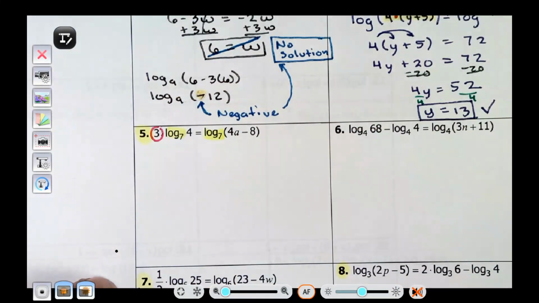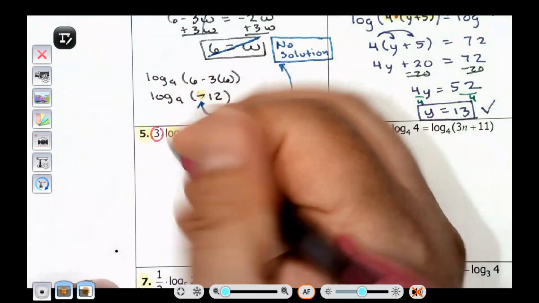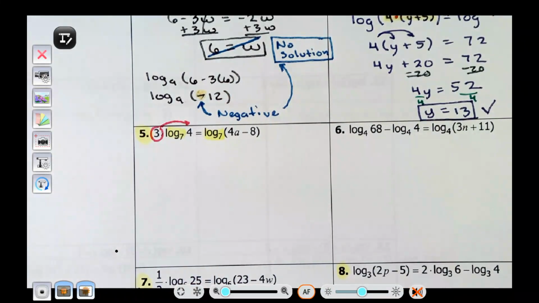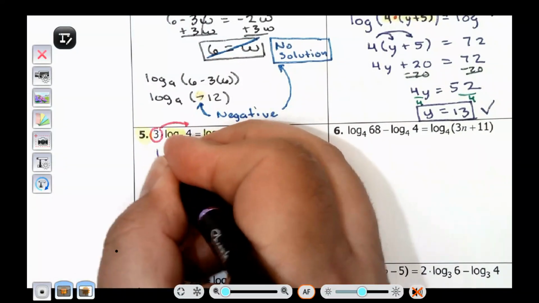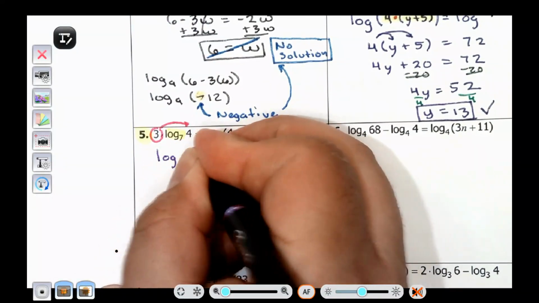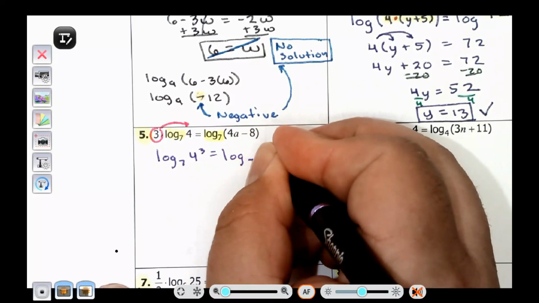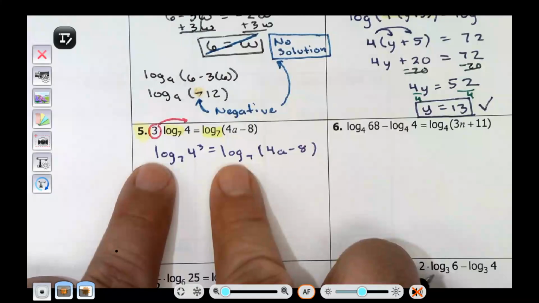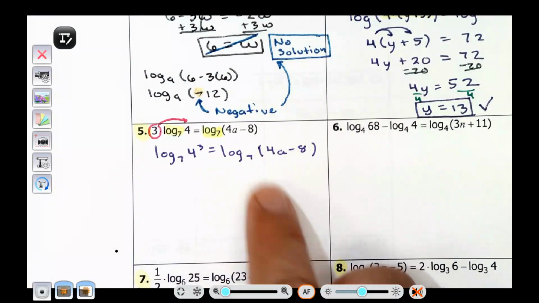Remember what we said. When we're condensing, even a number in front doesn't work for us, but just remember it becomes a power for the 4 to the third. So in reality, this thing says log base 7 of 4 to the third is equal to log base 7 of 4a minus 8. See, now we're ready. No number in front, right? No leading coefficient.